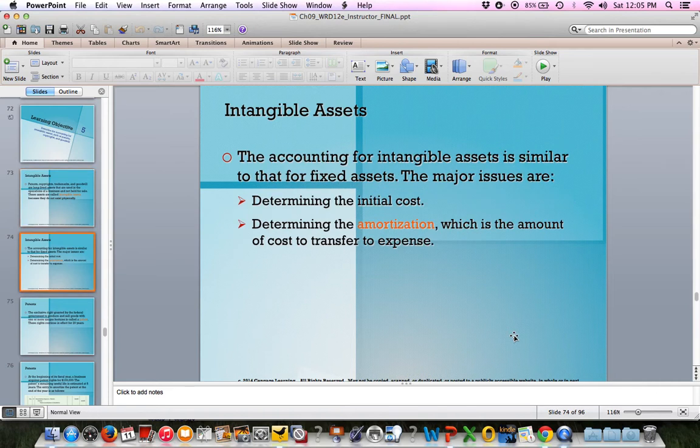Accounting for intangibles is very similar to fixed assets. However, a couple of issues are determining the initial cost of the intangible asset and then determining the amortization, which is the amount of cost transferred to expense. So amortization relates to intangible assets, depletion for natural resources, and depreciation for physical assets. So make sure you know the difference between the three terminology.